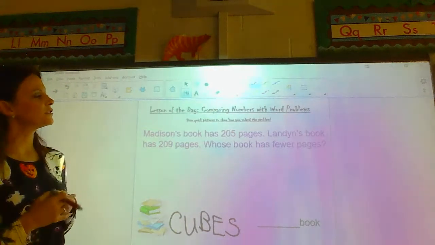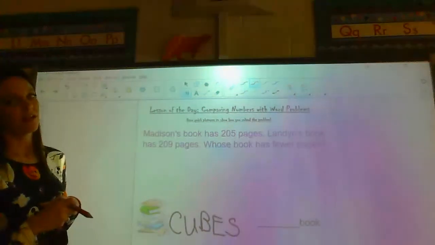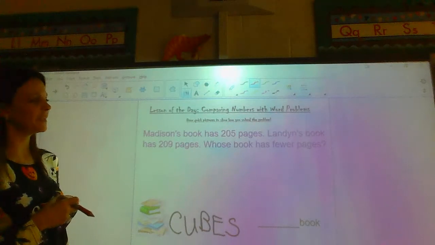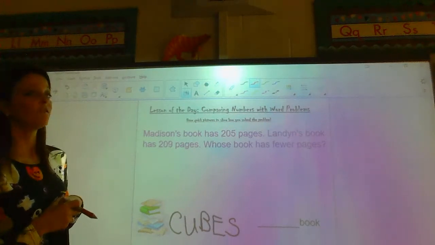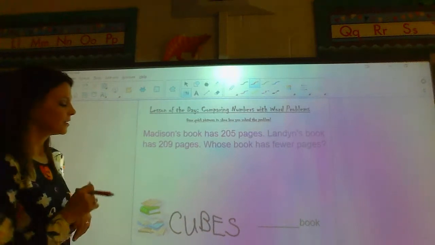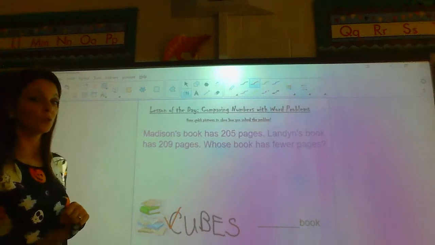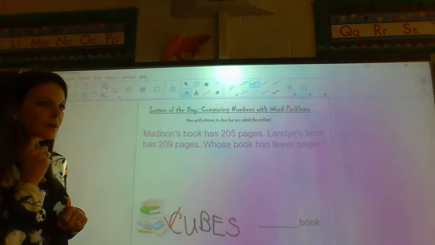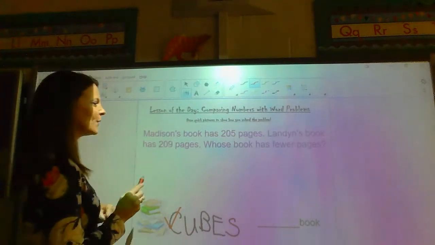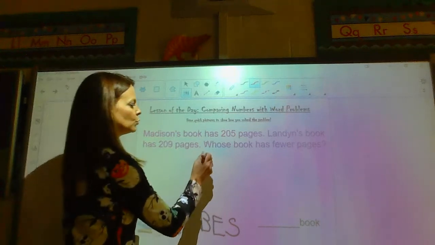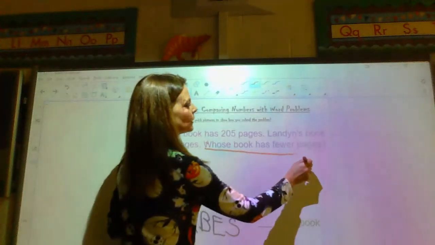Madison's book has 205 pages. Landon's book has 209 pages. Whose book has fewer pages? So we carefully read it twice. Now we're going to, what does that U stand for? Yep, underline the question. Whose book has fewer pages?